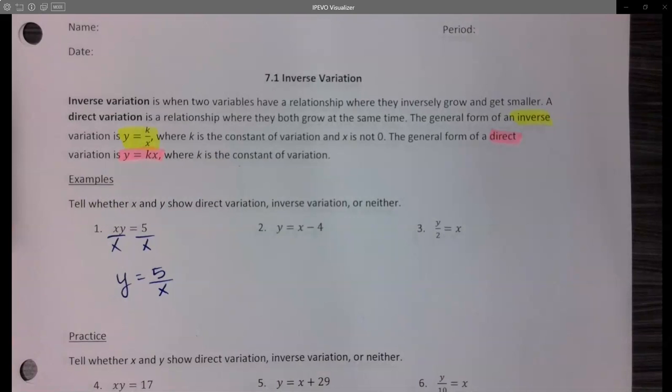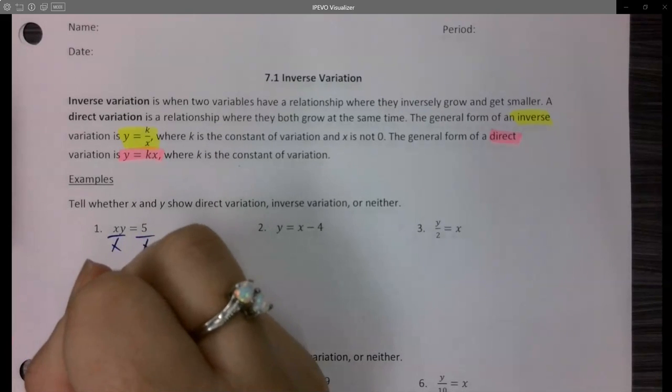So which of these equations does this look like? The yellow, the pink, or neither? Yellow. So this is going to be inverse.